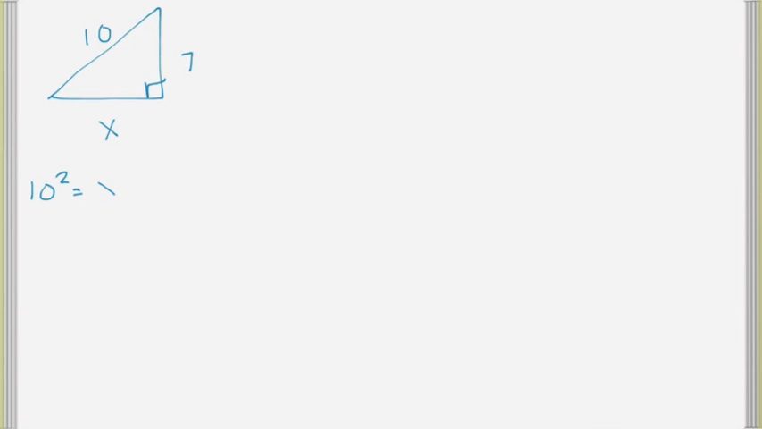So we'll have 10 squared equals x squared plus 7 squared. It doesn't matter what order that x and 7 go in because we're adding, and 1 plus 2 is the same as 2 plus 1. So that doesn't matter. But what really, really, really does matter is that the hypotenuse is the one that's all by itself. Okay. Then we're going to square our numbers. 100, 49.